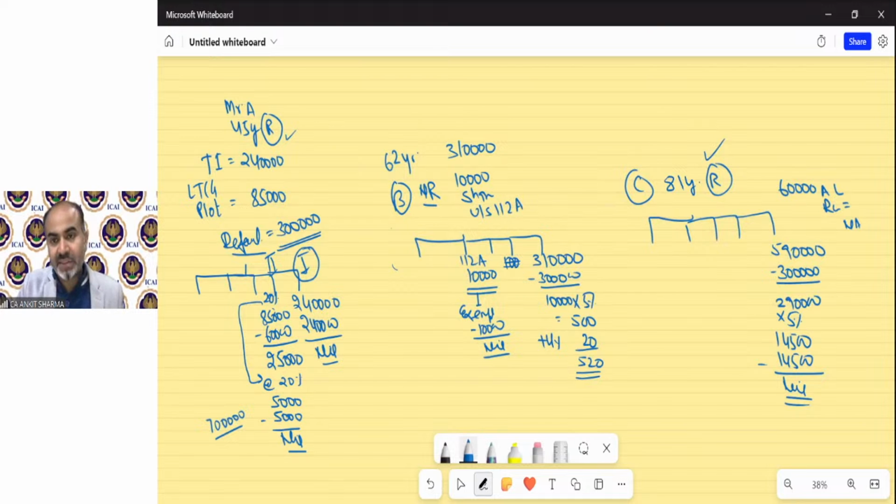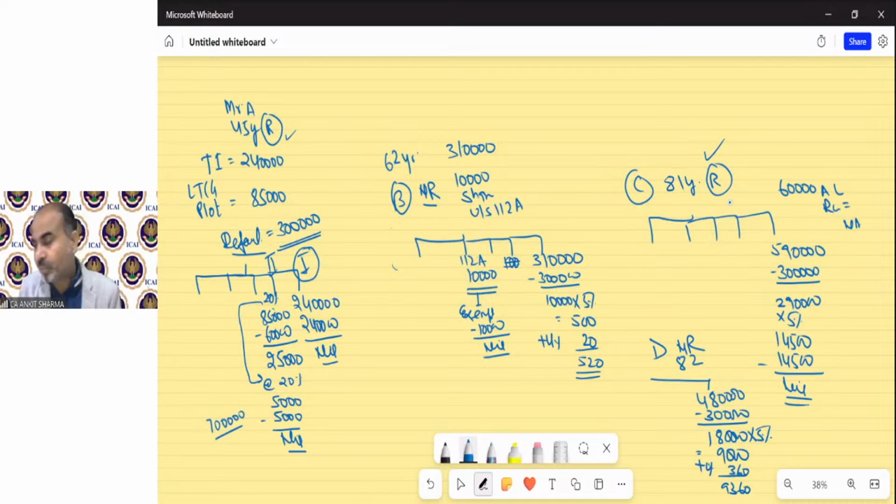Now the D case, in which income has been given, again he is a non-resident, 82 year age, only one income has been given, that is 4,80,000. So in this case, 3 lakh will be your exemption. Now you cannot claim the rebate. 1,80,000, 5% tax liability. That means 9,000 tax plus 4% cess, that is 360. So tax will be 9,360.